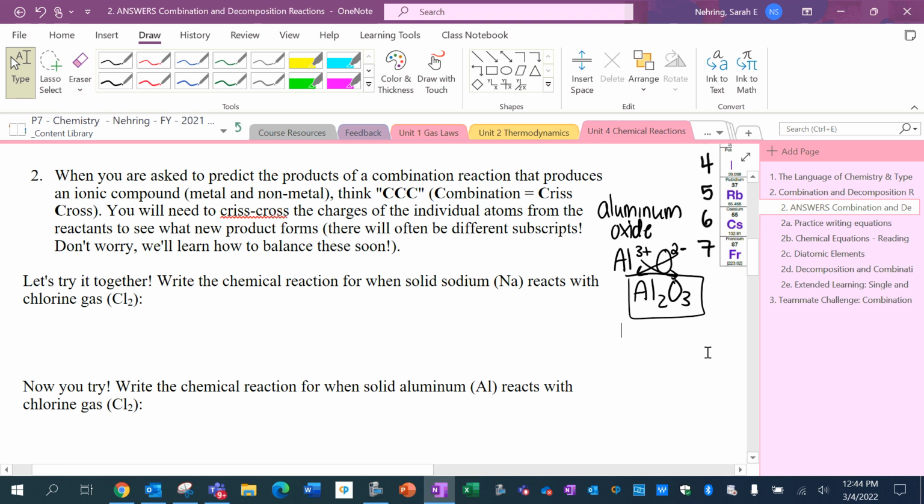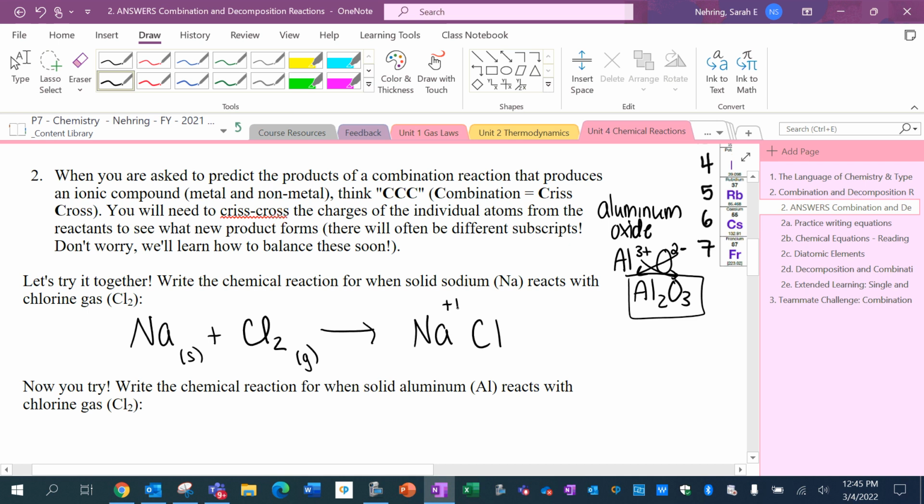So we write the chemical reaction for when solid sodium reacts with chlorine gas. I'm not going to worry about labeling states of matter right now. If I wanted to, I could add in S for solid and G for gas, but we're just going to focus more on what the product is going to be. Okay, so my reactants are sodium and chlorine. It's a combination reaction.